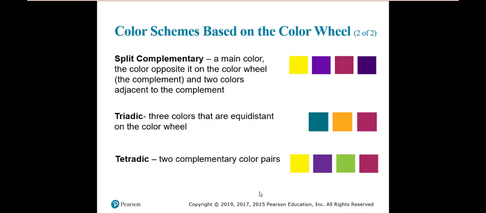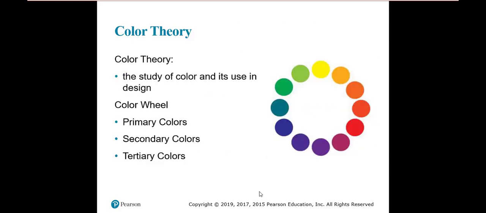Now here we have another one, the split complementary, and it is comprised of a main color, the color opposite it on the color wheel, which is the complement, and the 2 colors adjacent to the complement. So if you go back to figure 5.16 over here, it shows you a split complementary color scheme with yellow main and violet complementary, right? Yellow main and violet complementary here. So you can say red violet and blue violet, right? We can do it that way.